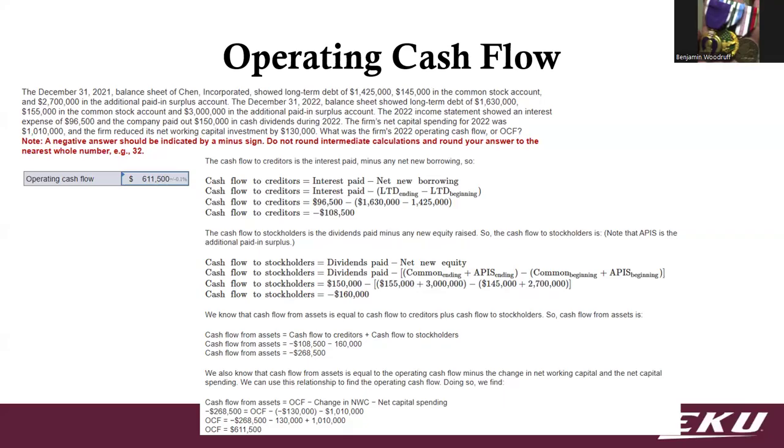So taking the equation that you see there, we rearrange it a bit to separate out the operating cash flow so that we can solve that way.